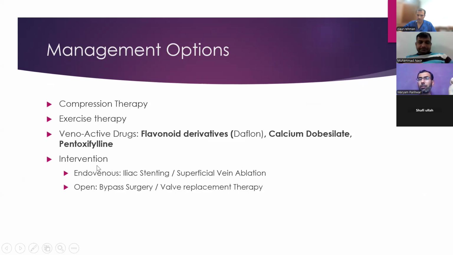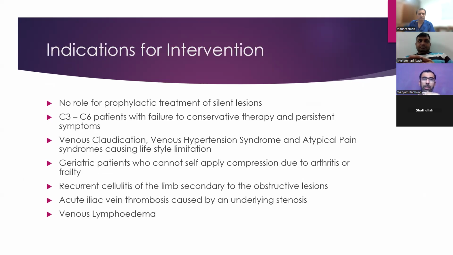Coming to the intervention for any patient with PTS, the options are open surgery and endovenous. Endovenous is the recommended first choice. For the deep system, iliac vein stenting; for the superficial system, ablation, perforator ablation, and sclerotherapy are all options. For the open options, we have bypass surgery, and for deep reflux, we have valve replacement or valve reconstruction. So these are the options that we have in total.